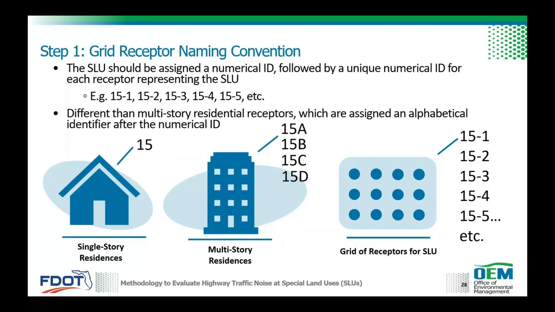Receptors which represent single special land use properties should be identified by the numerical ID which represents the special land use, followed by a dash and a second unique numerical identifier for each receptor representing the special land use. For example, 15-1, 15-2, 15-3, etc. This nomenclature is different and distinct from receptors representing multi-story residences, which use an alphabetical identifier after the numerical identifier, such as 15A, 15B, 15C, etc.